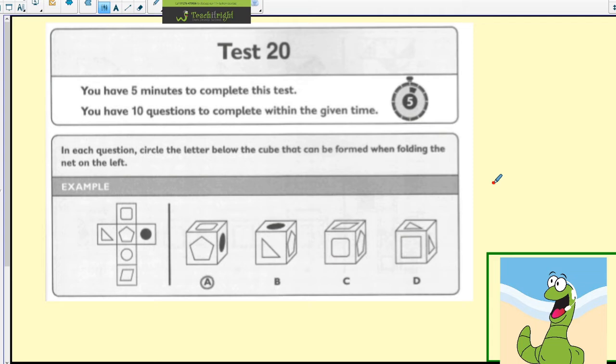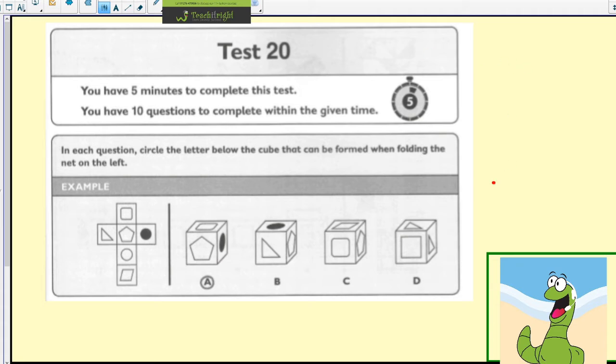Right, test 20. Cubes and nets. Again, I know this is something that people struggle with, so I'll try and go through and really eliminate each option as we work through together. But again, I'll do the process where I'll give you the answers, and then we'll talk about which of the 4 steps you can eliminate.